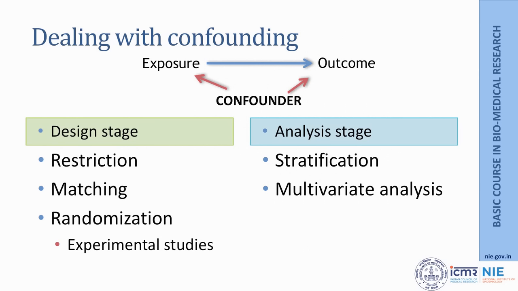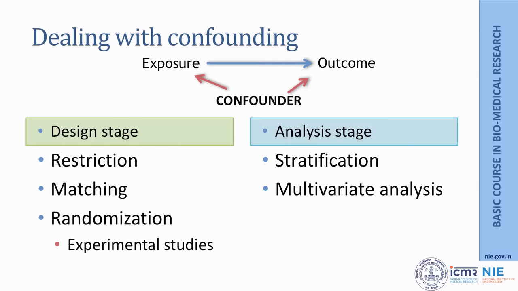So, at the design stage, we can do several things. One, we can do what is called restriction. We can restrict our study participants to only those people who are in one stratum of the confounder, so that the confounder cannot play a role in the association between exposure and outcome. Secondly, we can do what is called matching. If we already know what the potential confounders could be in a particular study, we can match our cases and controls on those confounders, which will negate the effect of the confounder, and then the association that we see between the exposure and outcome would be without the influence of the confounder. Of course, remember that if you do matching, you have to do what is called matched analysis.